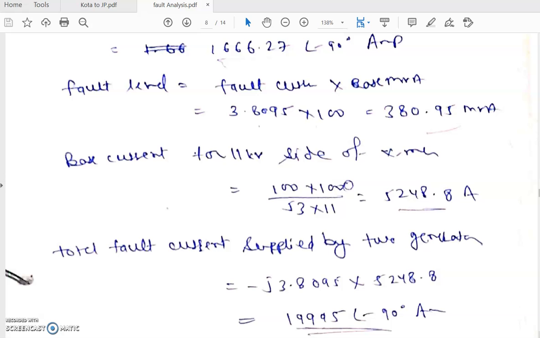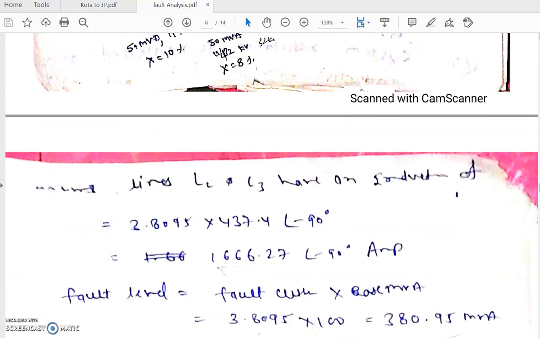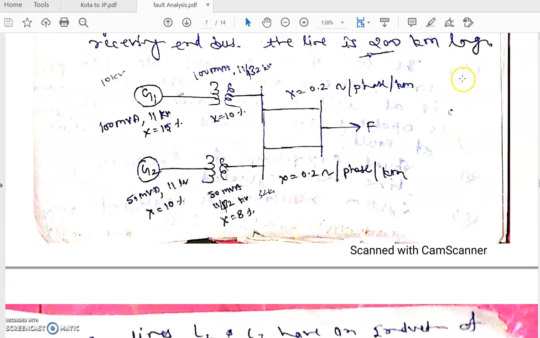Actually, this part is missing. One page is missing from the scanning, but I have explained it to you. Now another question is asked here. Suppose we calculate the total fault current, then what is the contribution of G1 and what is the contribution of G2?